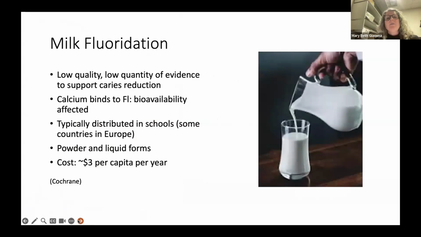As a side note, if you have a young child who has gotten a hold of some high fluoride toothpaste and eaten an entire tube of it, one of the things the Poison Control Center will advise you to do is have the child drink milk, because the calcium in the milk will bind up that fluoride and allow that fluoride to be excreted. So the calcium binds, so the bioavailability of the fluoride in milk is probably not as great as it is in water or salt. But some schools in Europe do supply fluoridated milk in both powder and liquid forms, and it's also more expensive. It's about $3 per person per year to fluoridate milk.